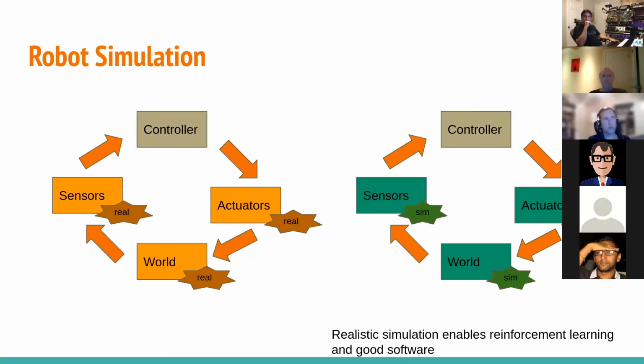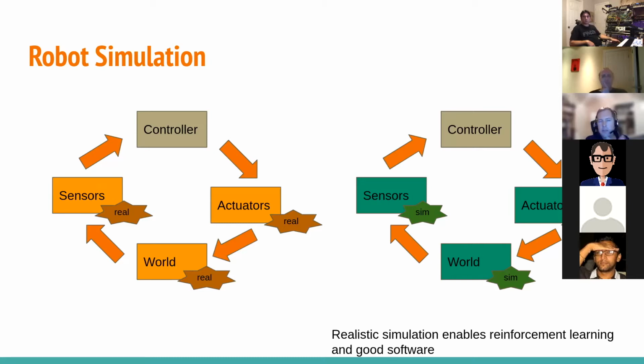Simulation of robots. Because ROS has all these nodes that can communicate with each other, we can replace the real sensors, actuators, and world with simulated sensors, actuators, and world, and use the exact same software. Simulation is really important because realistic simulation enables reinforcement learning and also good software. We'll talk a little bit more about that later. But the idea is we've got all these nodes communicating.